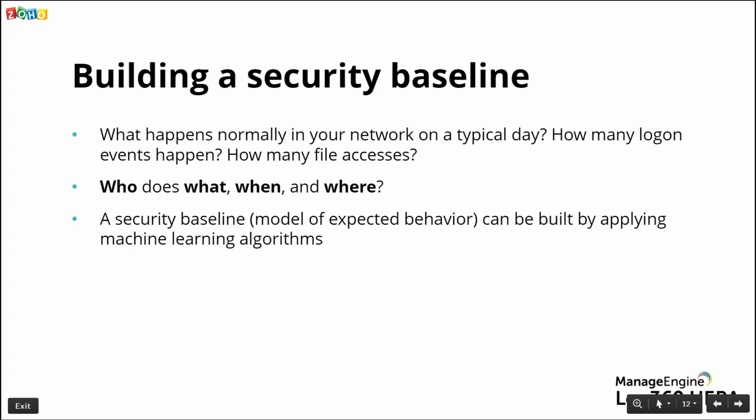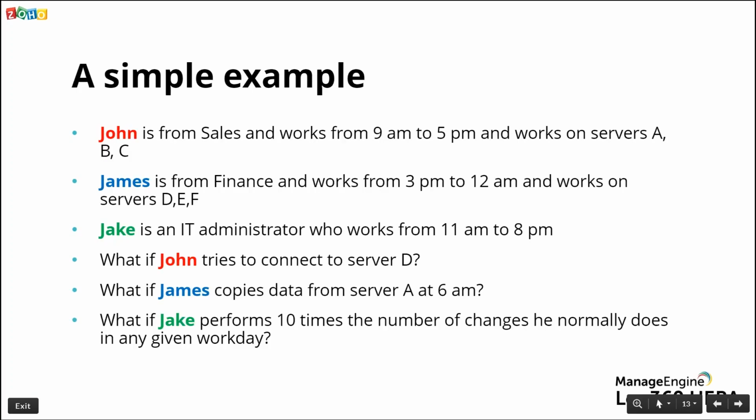Let's look at how that would look. Even before we look at that, let's look at a simple example, right? For those of you who are wondering why this is so important, consider this simple example where you have 3 different users in your network. Each user is from a different department. Each user works at different times, and each user works on different servers. Now, each of these users, you can see, are clearly different in terms of what they do, when they work, and exactly what their work is, right?